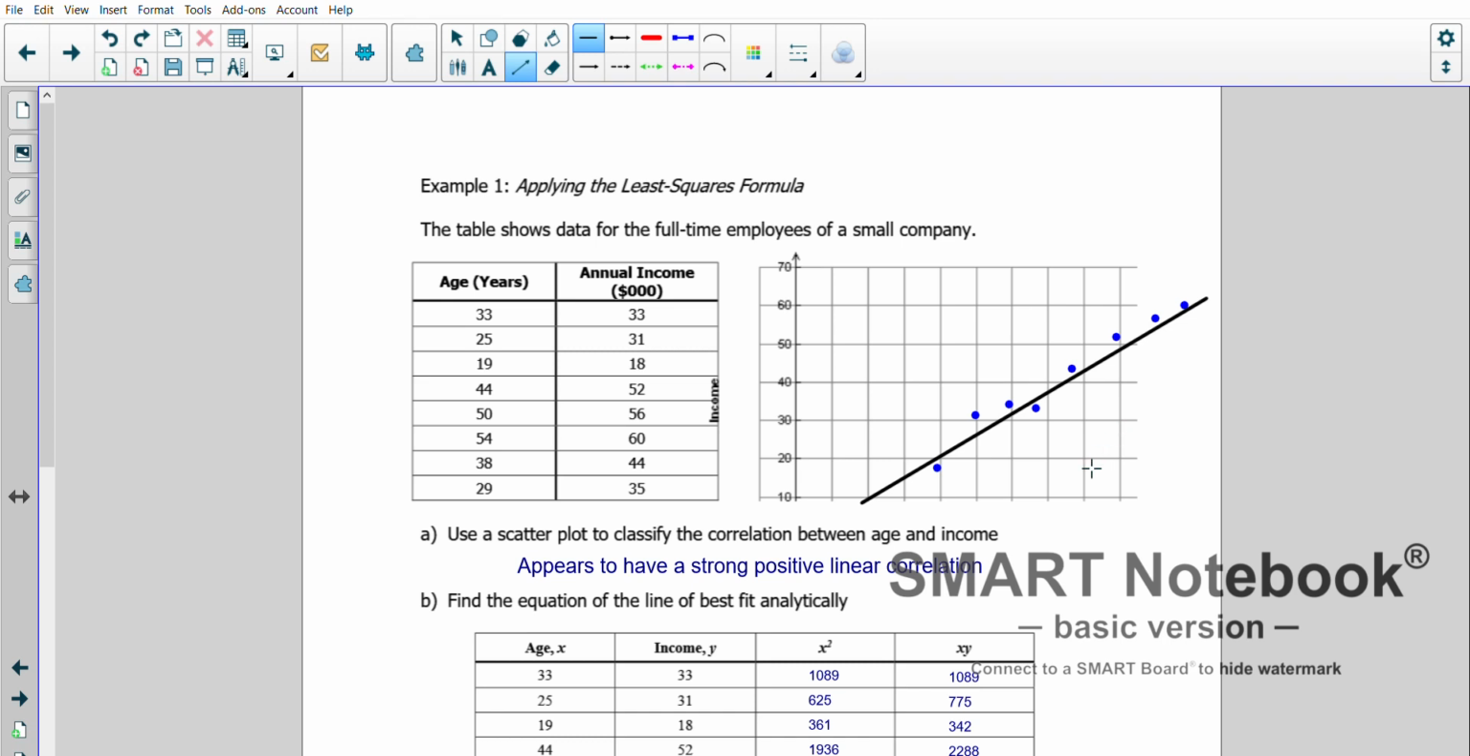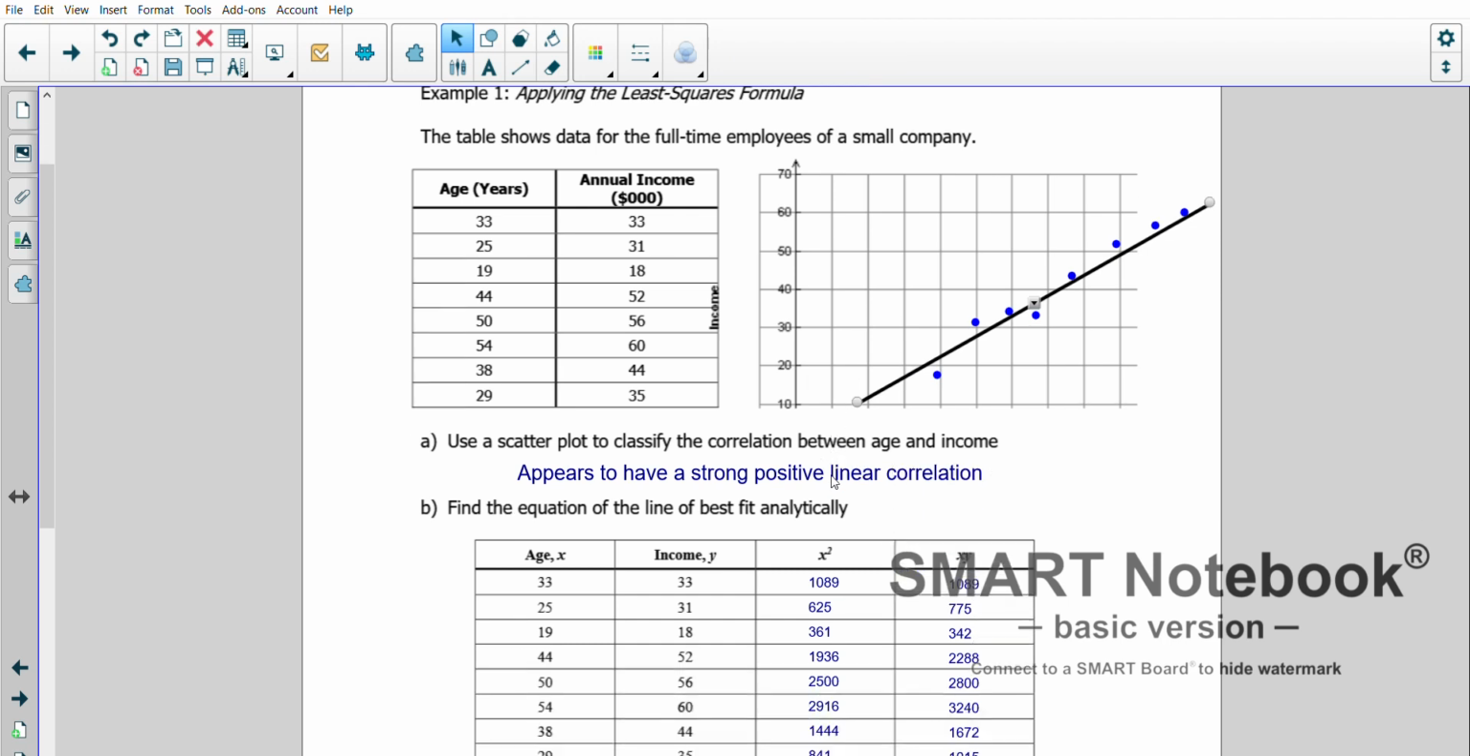But that's not what we're doing today. We're not worried about the strength of the correlation. We want the line of best fit. Does the line of best fit look like this? Does it look more like this? What is the precise line of best fit? We'll use the least squares method.